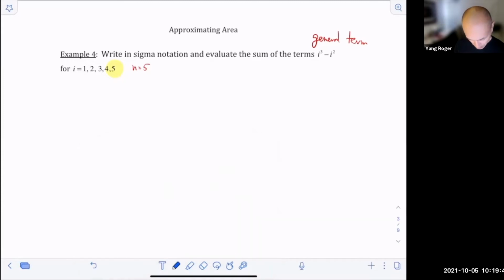So this one's going to be the sum as i goes from 1 to 5. I'm going to write my general term in here, i cubed minus i squared. And I know that I can use the difference rule to split this sum into the difference of two sums. So this is equal to the sum as i goes from 1 to 5 of i cubed minus the sum as i goes from 1 to 5 of i squared.